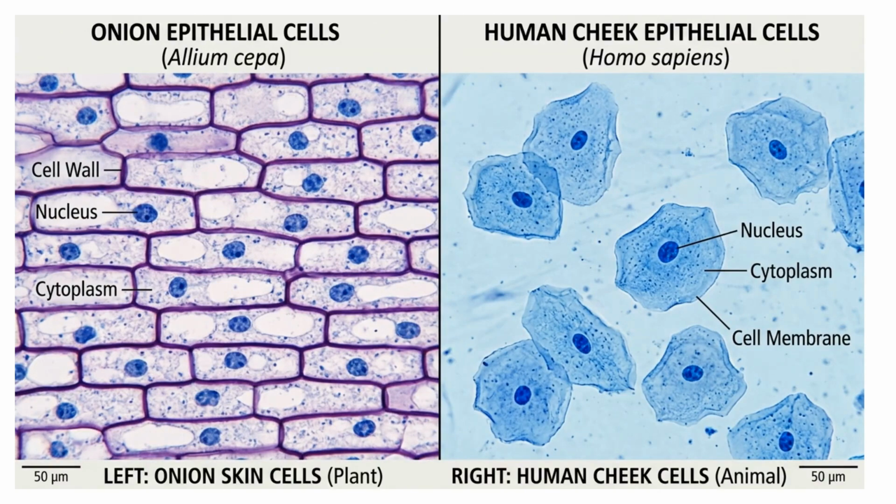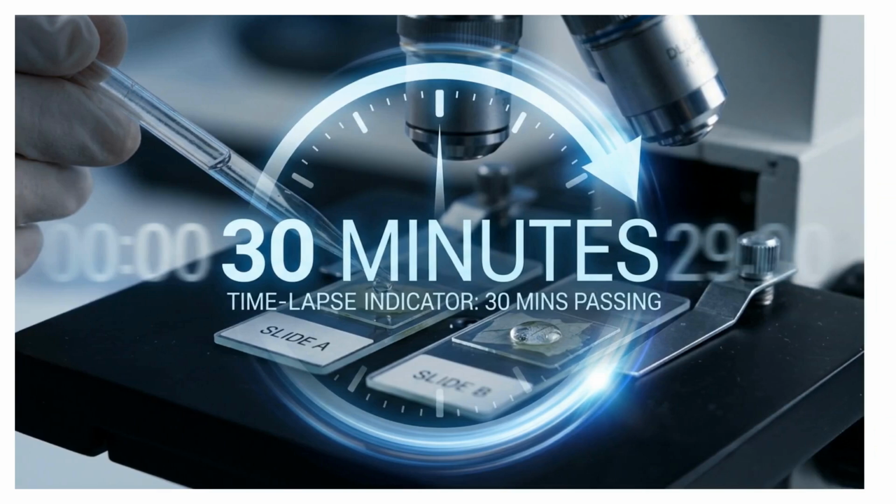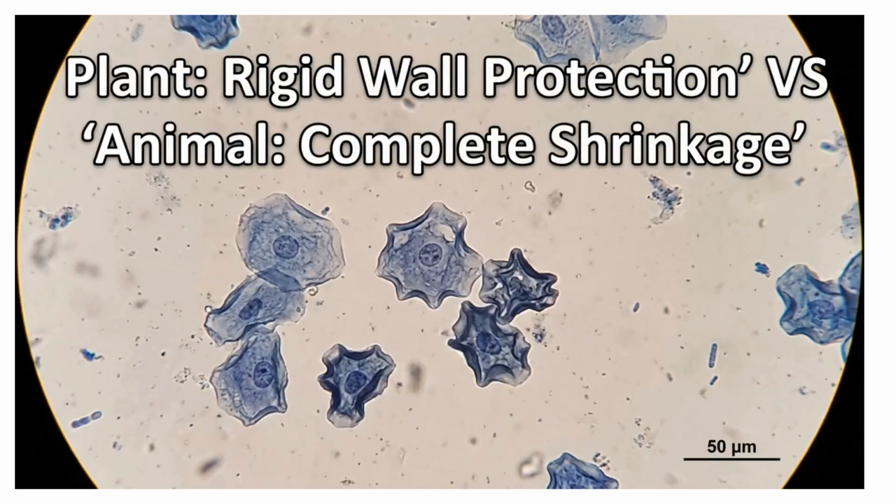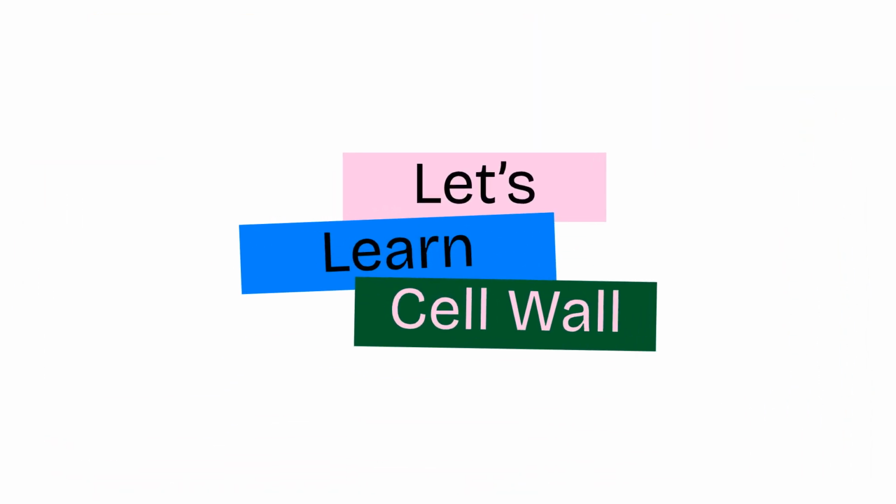distinctly different architectures. What happens when the external environment changes? We introduce a concentrated 20% sugar solution to both samples and observe the results after 30 minutes. Observe the plant cells. The inner contents shrink dramatically, but the rigid cell walls hold their shape, a fascinating process known as plasmolysis. In contrast, animal cells lacking cell walls shrink entirely. This highlights the critical role of the cell wall in protecting and supporting plant life.